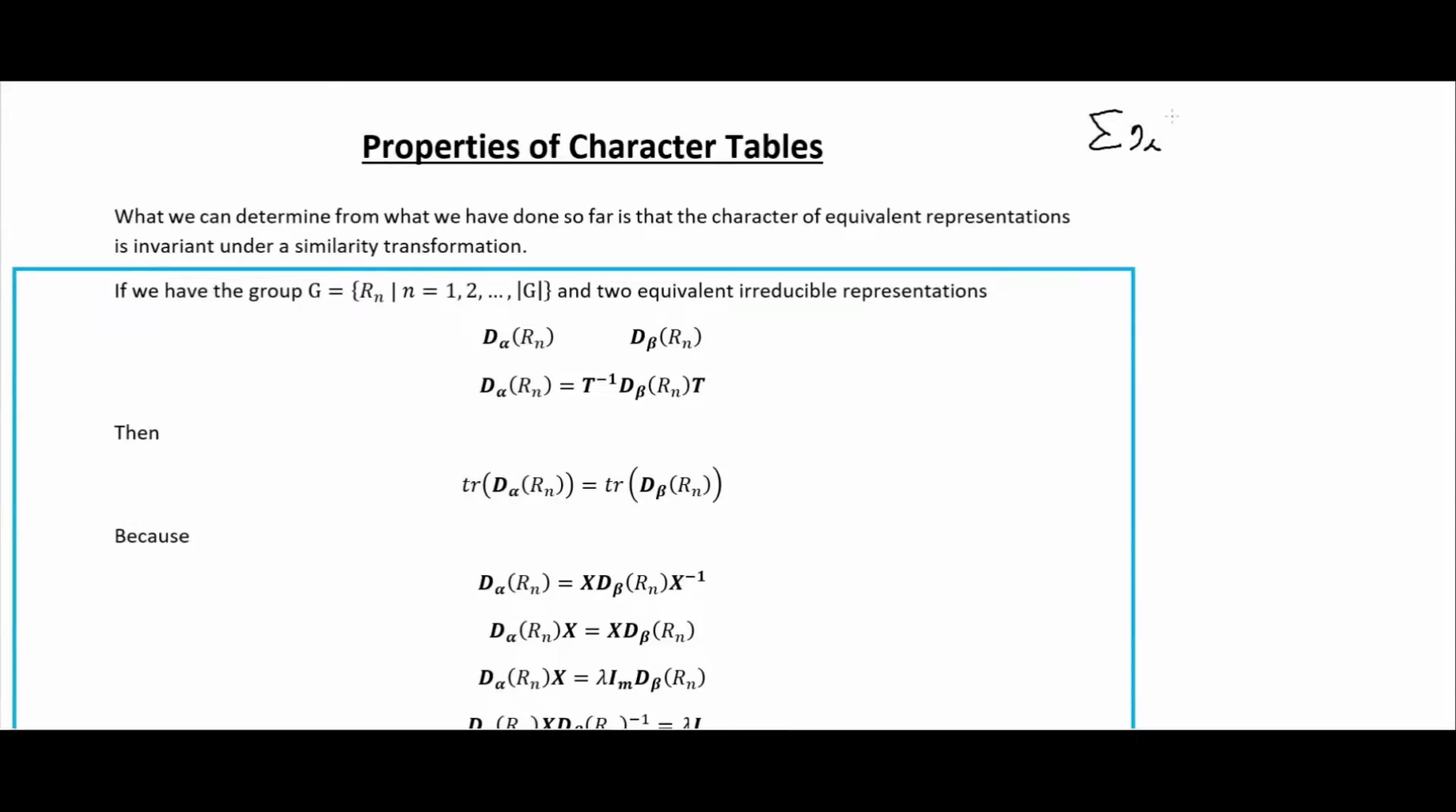When we summed those together squared, that was equal to the order of our group. And we also showed that when we sum together the squares of the characters of our group, chi of R squared, that was also equal to the order of our group.